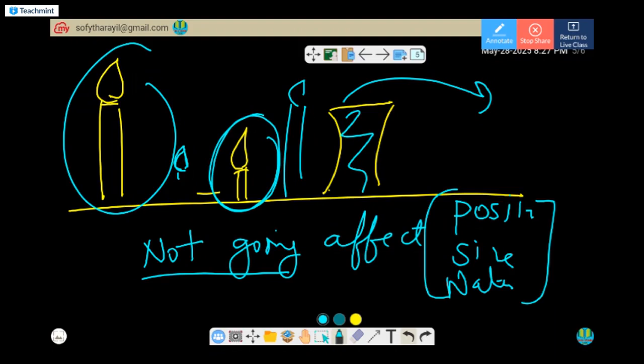But yes, the amount of light entering will be affected, because only half the part is utilized. So what is the thing that will get affected? You can mark that only the amount of light entering will get affected. If the amount of light entering is less, you're not going to get a bright image, you will get a very dim image. So the amount of light entering will get affected, and because of that, the intensity.